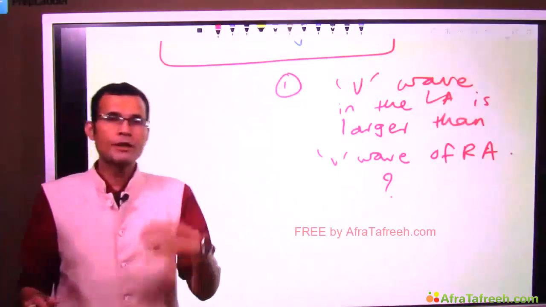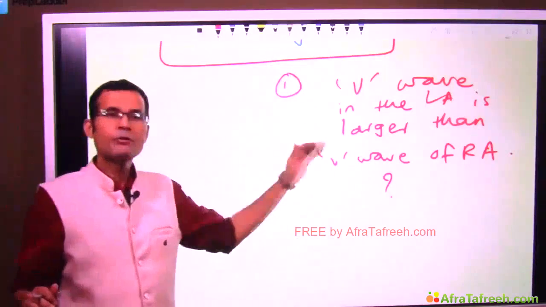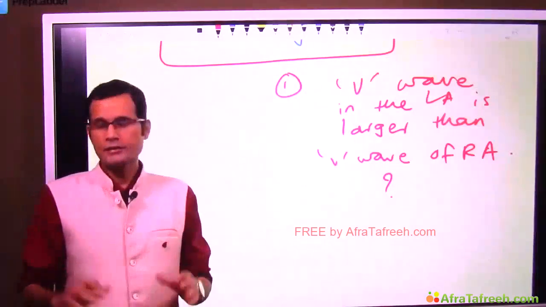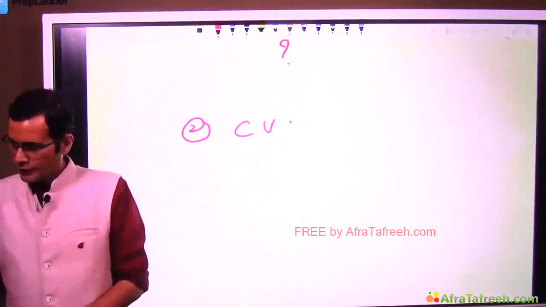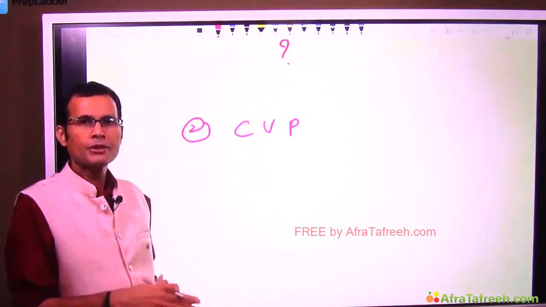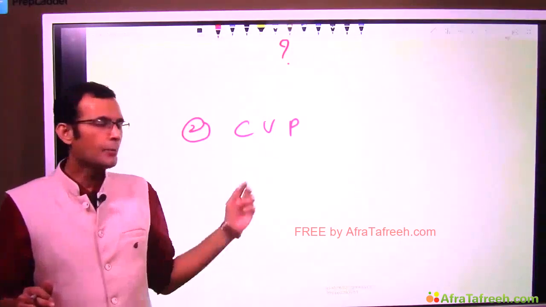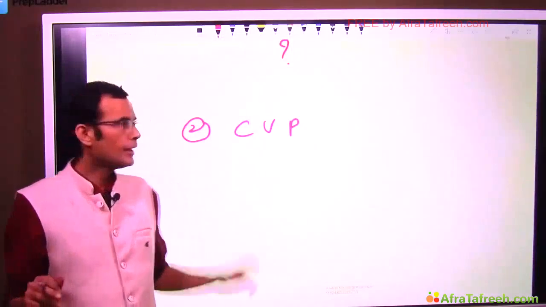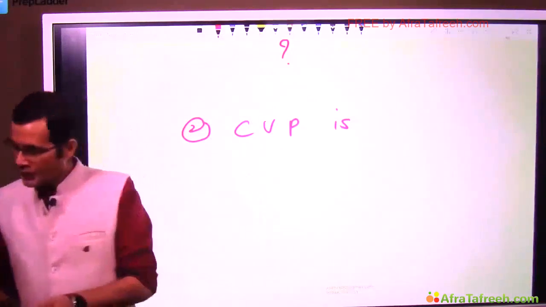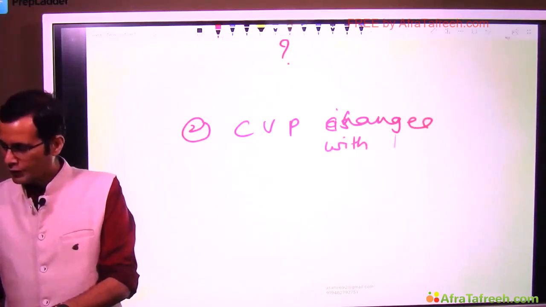The answer was: left atrium receives the blood from the lungs. So larger waveform gets recorded in the left side or in the left atrium. Why? We will see that in some time. The second question: central venous pressure, CVP, or right atrial pressure is being recorded. And the question is, what are the changes that happen with breathing in the central venous pressure? So choose the correct statement of the following. CVP changes with respiration. CVP changes with breathing.